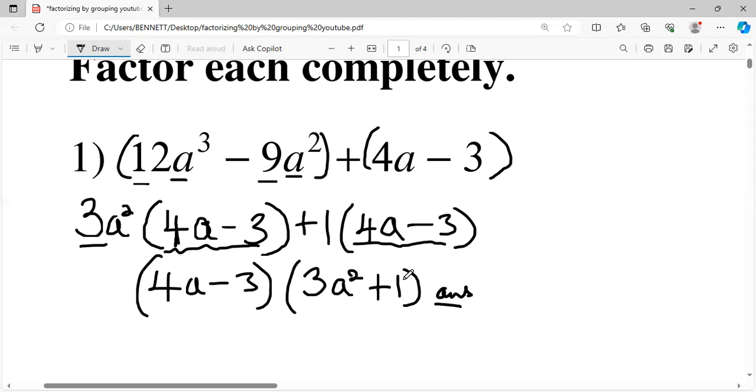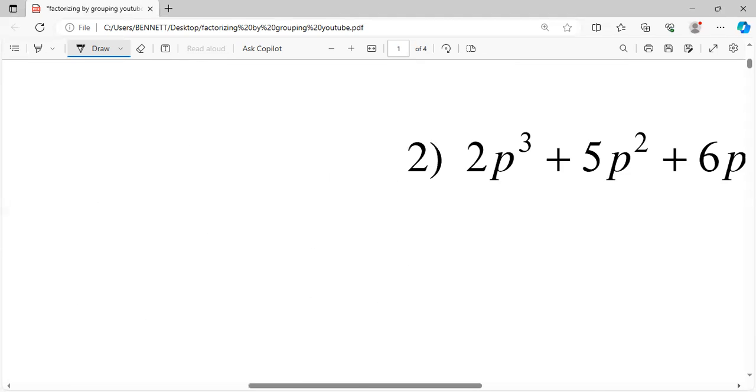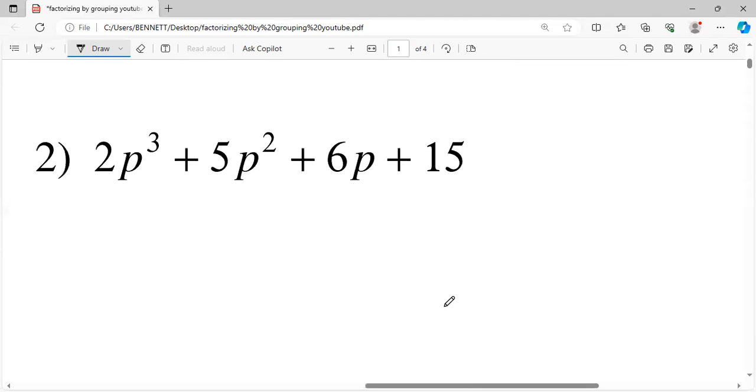Alright, we're going to move on to number 2. Let's go. So guys, you're encouraged to try the question before me, so I'm going to give you a head start. Go ahead, see if you can complete it correctly. Hit the like button if you have not done so.